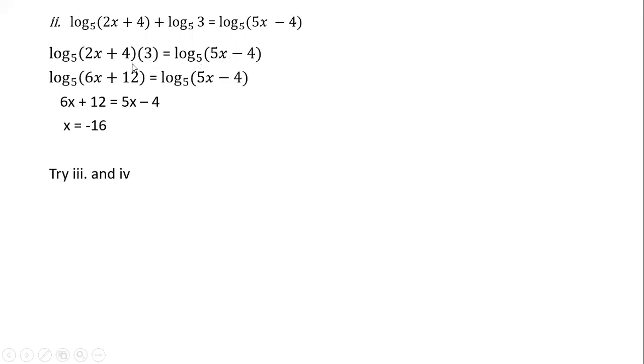So the bases are now the same, hence we can equate the numbers. First we expand to get 6x plus 12, and now equate the numbers. So 6x plus 12 equals 5x minus 4. Therefore, x equals negative 16. At this point, you can try the III and IV.